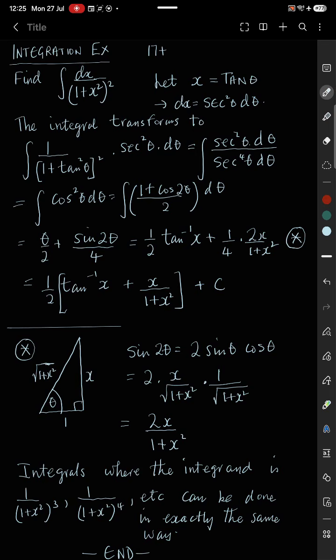Now, I've gone on further to say that integrals where the integrand is 1 over (1 plus x squared) all cubed, 1 over (1 plus x squared) to the power 4, and so on, can all be solved using the exact same substitution.